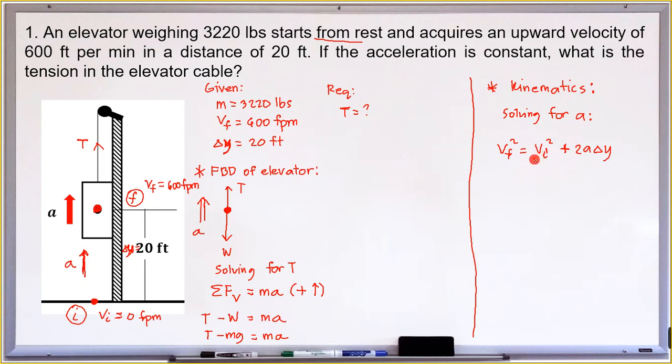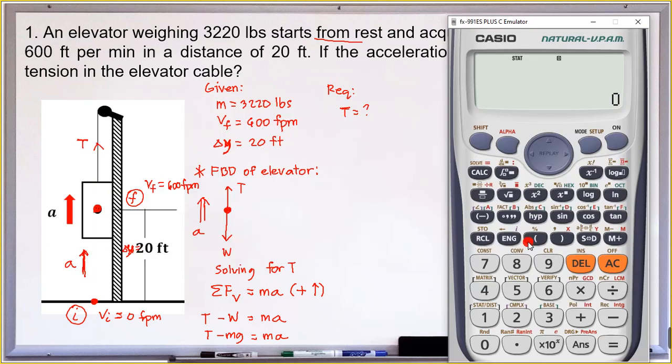Now we all know that the initial velocity is 0. Solving for a is just v final squared all over twice the displacement. So that is 600, and let me convert the minute to second, since that is feet per minute. So I divide by 60, and then 2 times the height is 20. So for our acceleration, we're going to use our calculator.